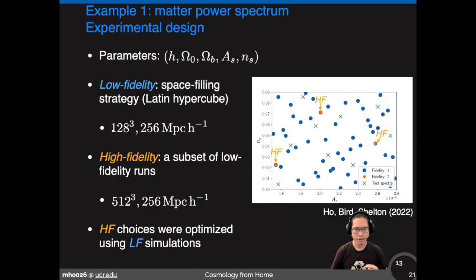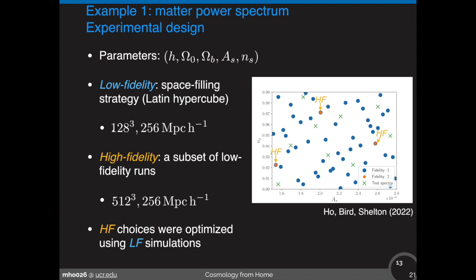So in our first example here, we have an N-body simulation trying to sample in 5 dimensions: Hubble, total density, baryon density, amplitude of the primordial power spectrum, and spectral index. You have a low fidelity design in a Latin hypercube, the blue dots in the figure. You have high fidelity, which is a subset of the low fidelity Latin hypercube, the orange dots here, which are optimized using the low fidelity simulations as a prior.